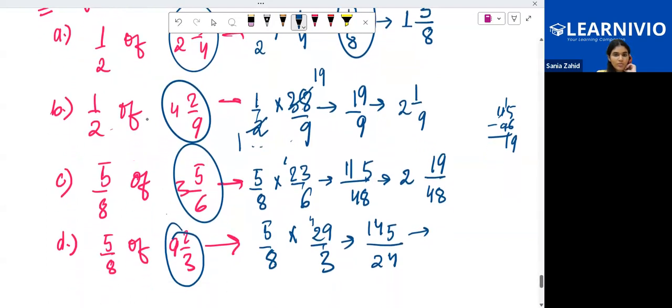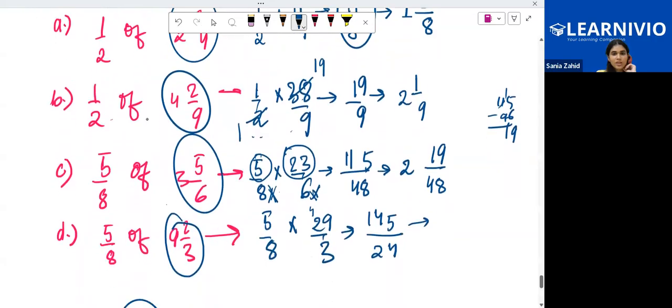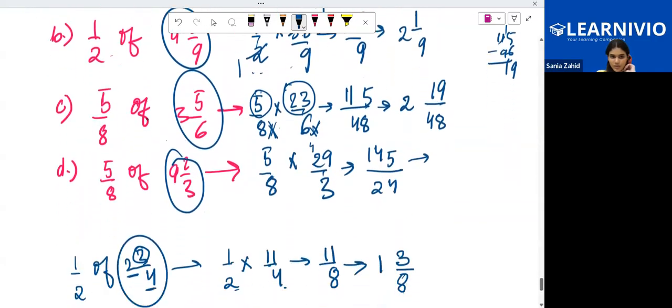Simple. See, over here, 5 cannot be divided by 8. It cannot be divided by 6. Similarly, 23 cannot be divided by 8. Cannot be divided by 6. So if you do not have any common factors, then you will not divide it. But if you see that the number has some common factors, then you will divide it. Okay?